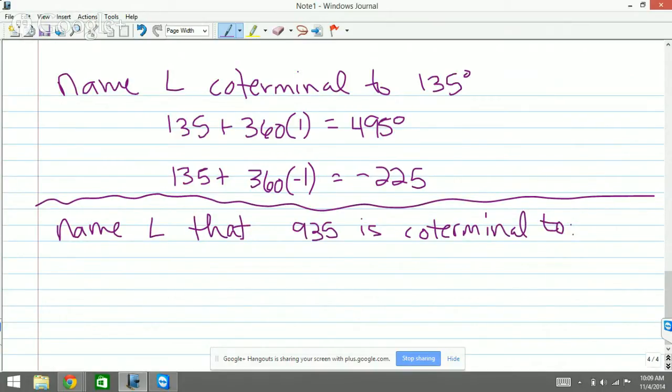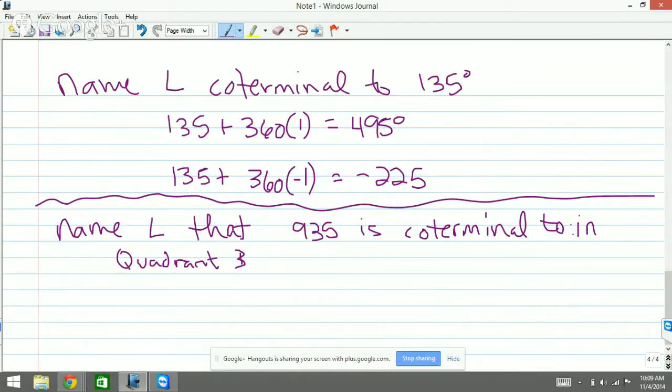Okay, the other way is to name an angle that 935 degrees is coterminal to. So you're finding, and we'll add a little caveat there, in quadrant 1. Or how many rotations is that? 67, 20. Quadrant 3.